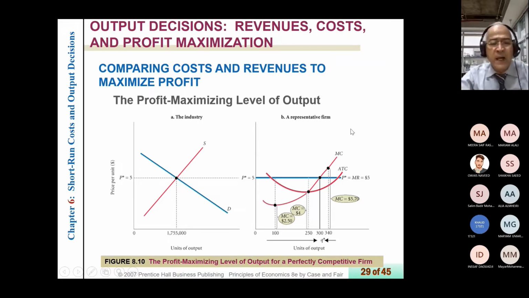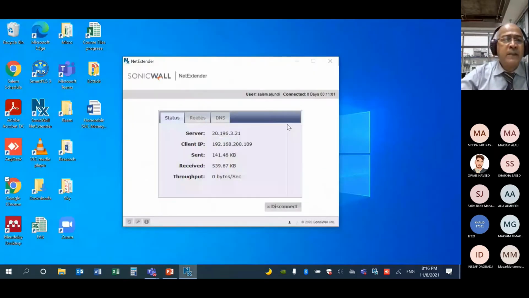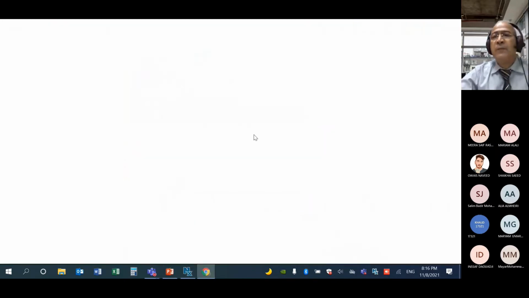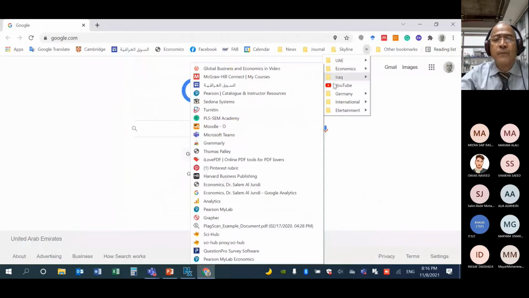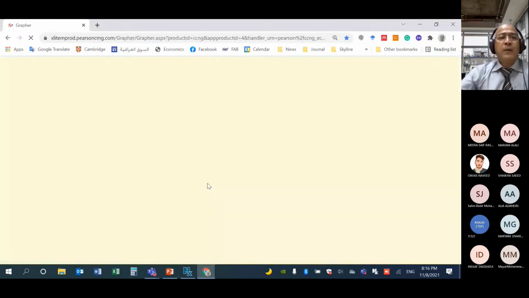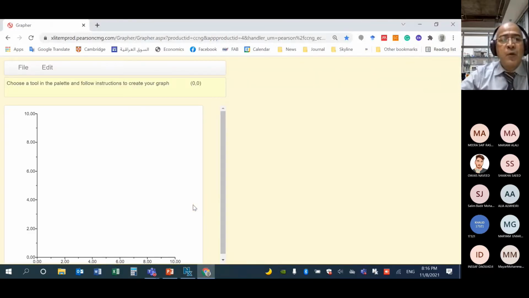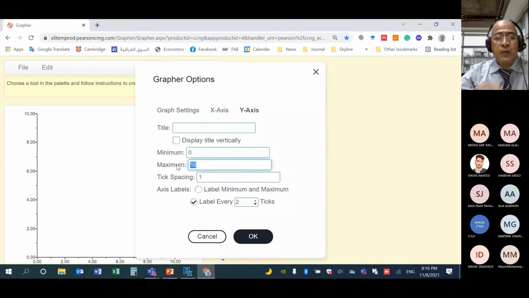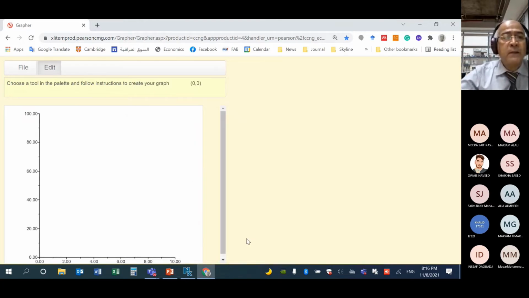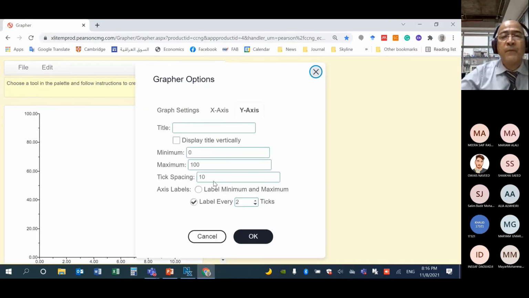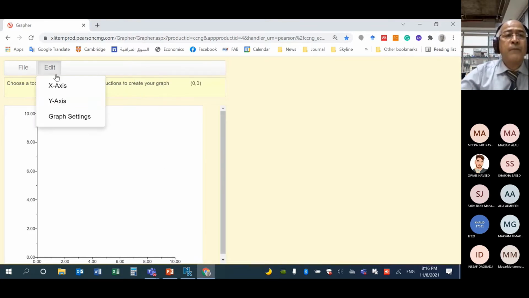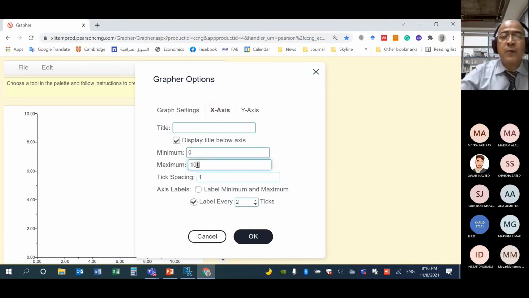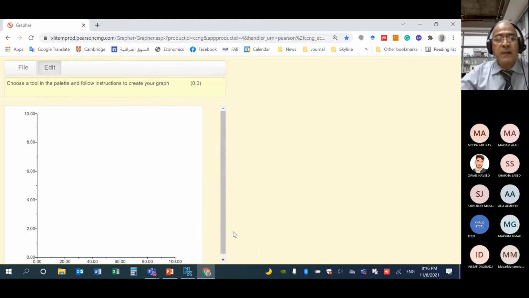So I love this program. Let me go to this program. So what I will do here, let me change this to, for example, 100, and here I will put 10. So here 100, here 10. So I make the quantity larger.